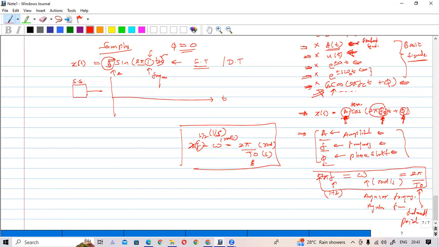So I ask you the question, what is the frequency of this signal? That is 1, that is 1 hertz. That is the frequency of the signal. So what does frequency mean? Frequency means number of cycles per second.